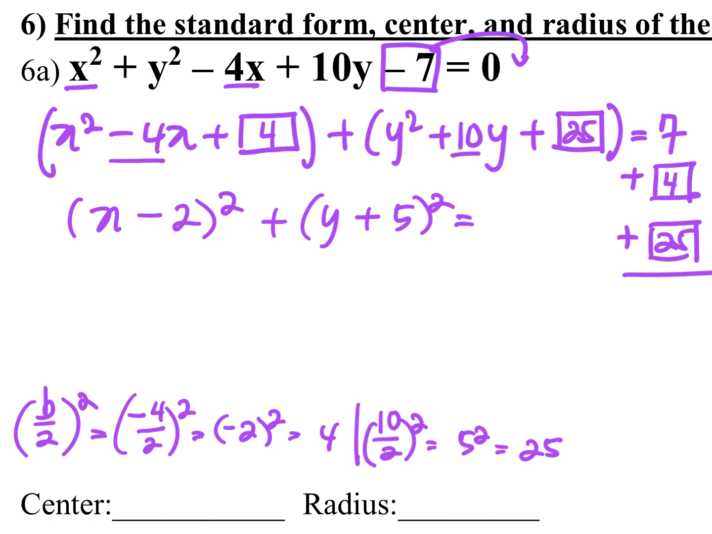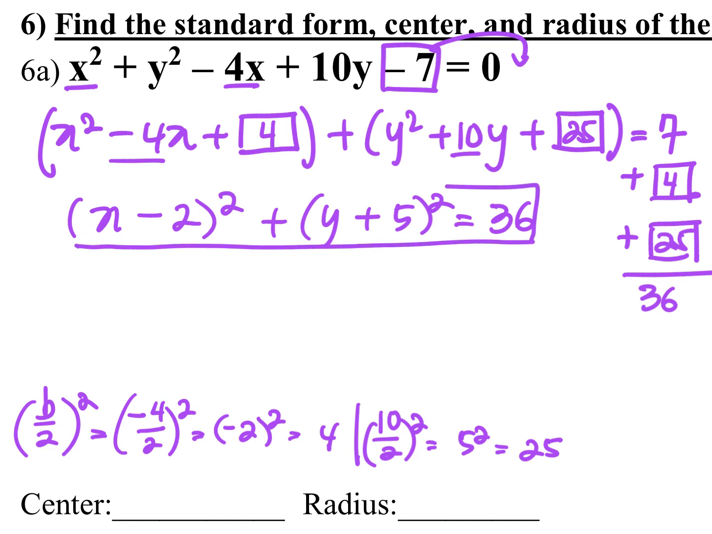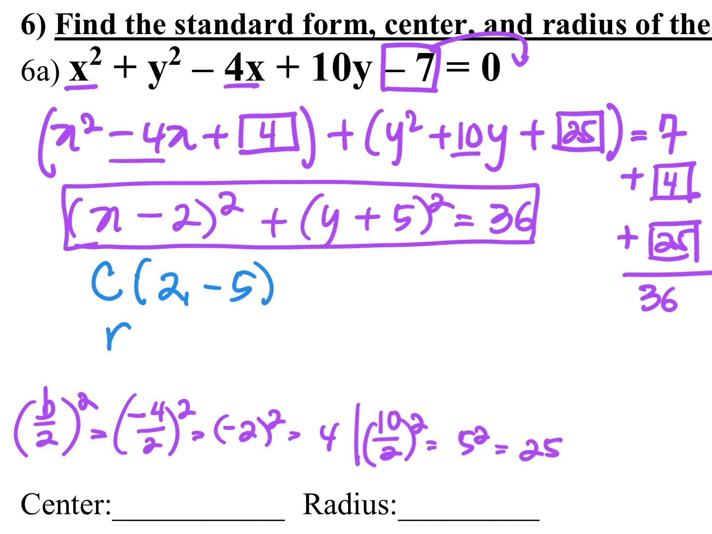we add all of this: 25 plus 4 plus 7 is 36. So this is going to give you 36. This is now the standard form of the equation of this circle from the general form. From here, we can now get our circle's center. The center now is located at 2 and negative 5, and the radius is 6 units only. So this is the answer to this question.